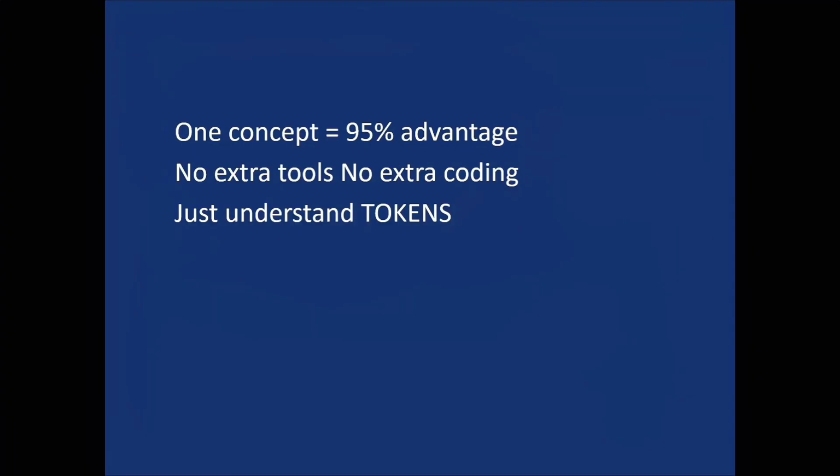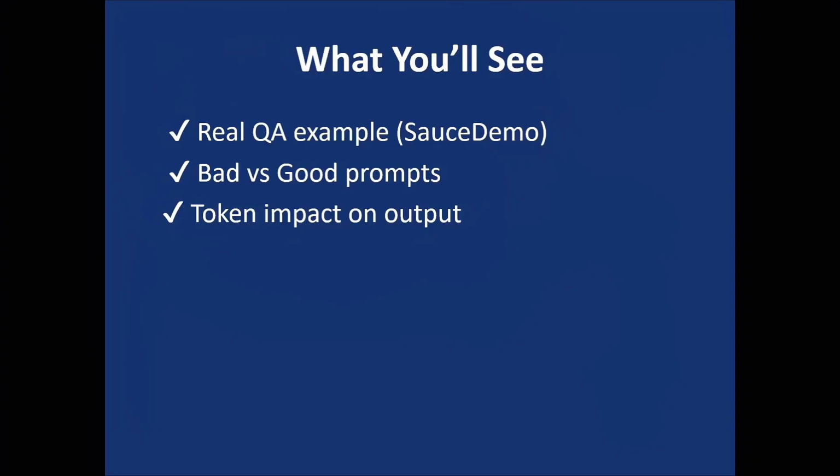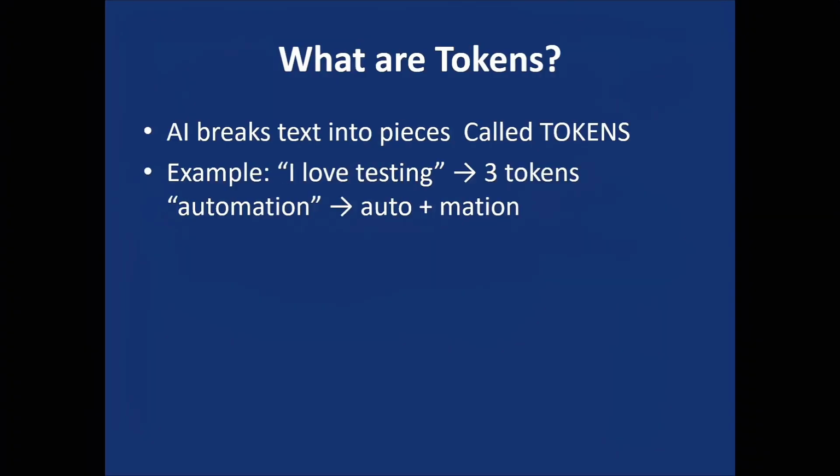If you understand this one concept, you will instantly become better than 95% of QA engineers using AI. No extra tools, no extra coding, just one skill: how tokens actually work. And I will prove this using SauceDemo testing. You will see a real quick example of SauceDemo.com, understand bad versus good prompts, and the token impact on output.